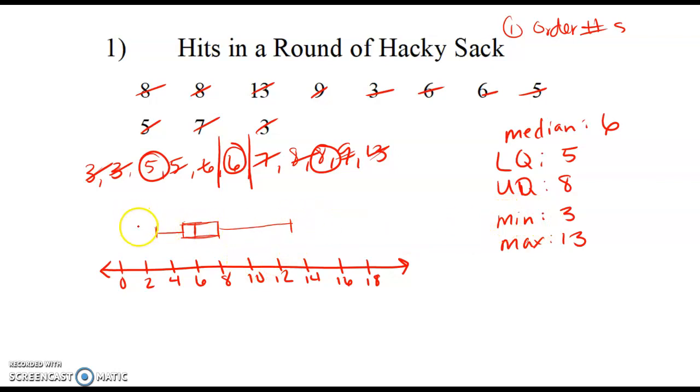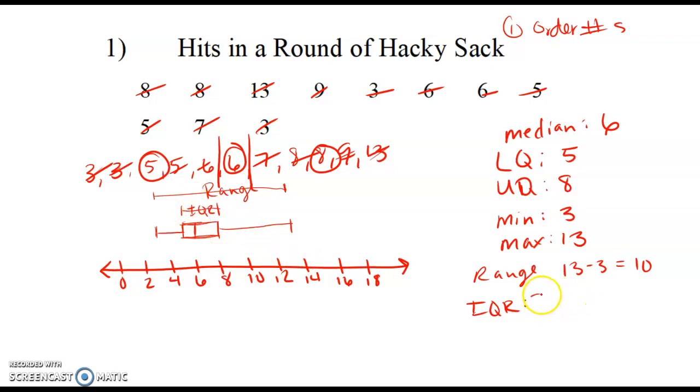Now, from min all the way to max, that's what we call our range. And so we find the range of our data by taking the max minus the min. So in this case, 13 minus 3, which is 10. And then we also have what we call the interquartile range. And so that is the range from lower quartile to upper quartile. That's what I call the IQR, interquartile range. And so that's where we take 8 minus 5, which is 3.